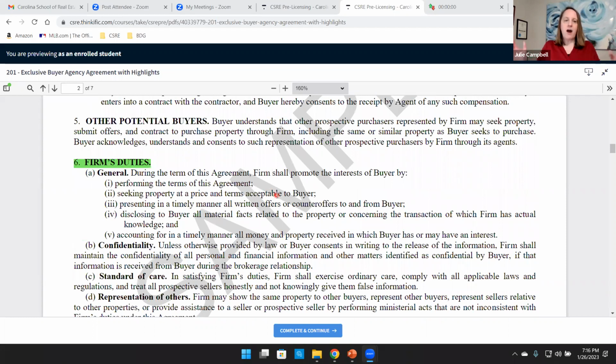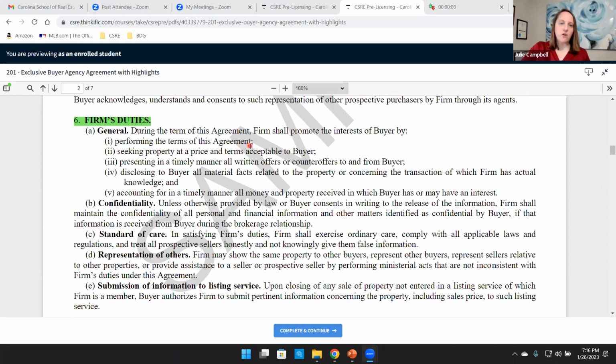Again, these are bilateral contracts. So the firm has duties and responsibilities to the buyer. The buyer has duties and responsibilities to the firm. So we have to list the firm's duty. We're going to perform the terms of this contract. We're going to seek a property at a price and terms acceptable to the buyer. We're going to present offers on their behalf in a timely manner. We're going to disclose all material facts about the property, which we know, and we're going to properly account for all monies.